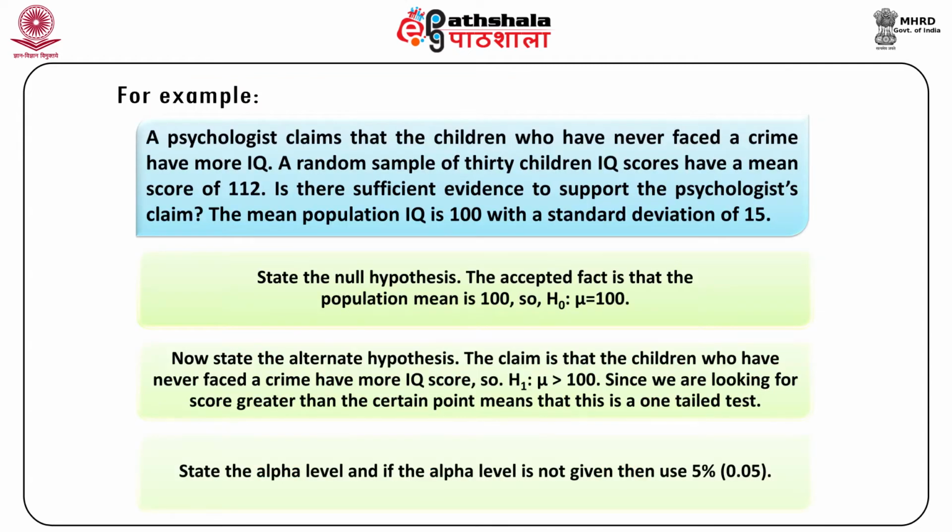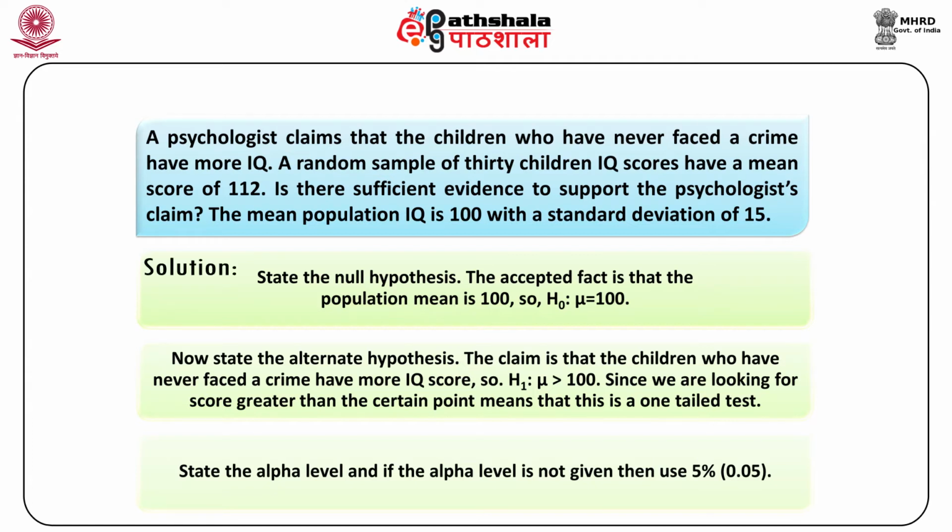For example, a psychologist claims that children who have never faced a crime have more IQ. A random sample of 30 children's IQ scores has a mean score of 112. Is there sufficient evidence to support the psychologist's claim? The mean population IQ is 100 with a standard deviation of 15.